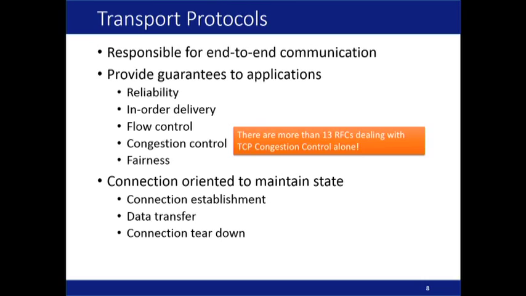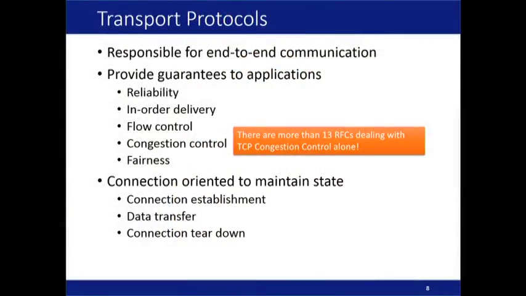And I should point out that there are more than 13 RFCs that deal with congestion control for TCP alone. This is a very complex research area. We'll look in a little bit more detail in a moment or two. Closely related to congestion control is fairness, which is the idea that if you have two flows competing for bandwidth on a bottleneck link, they should share that bandwidth roughly equally.